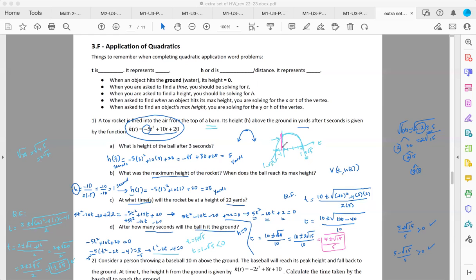Now the left-hand side here is hypothetical. It's like saying, what if we took this back in time, right? It would have come from this value, which is not possible in terms of time, because time cannot be negative. So the only value that we accept is what? From the top of the barn, it went to the max here somewhere, and then it dropped back down, and it landed on the ground at what? So we're going to reject this negative value for t. We're going to accept this value. In context of the question, that's how it works.